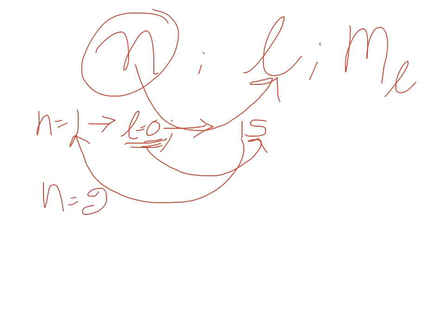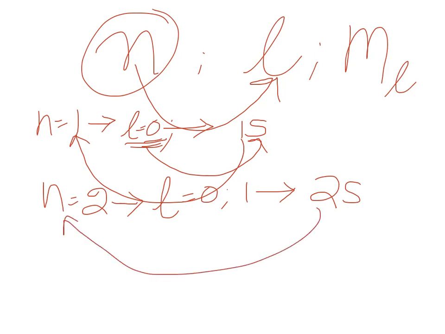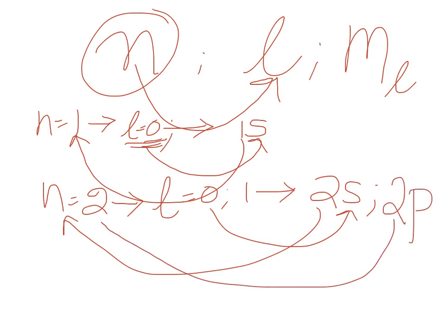n equals 2 has two subshells, L equals 0 and 1, and their names are 2s and 2p because n is 2 and L is 1.